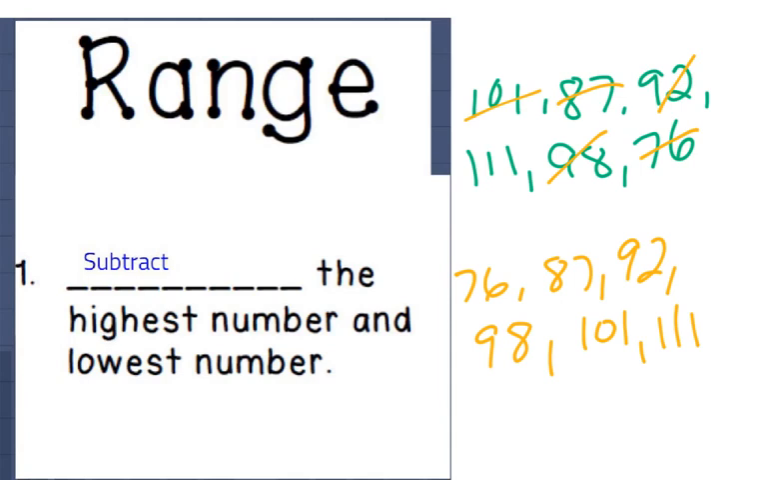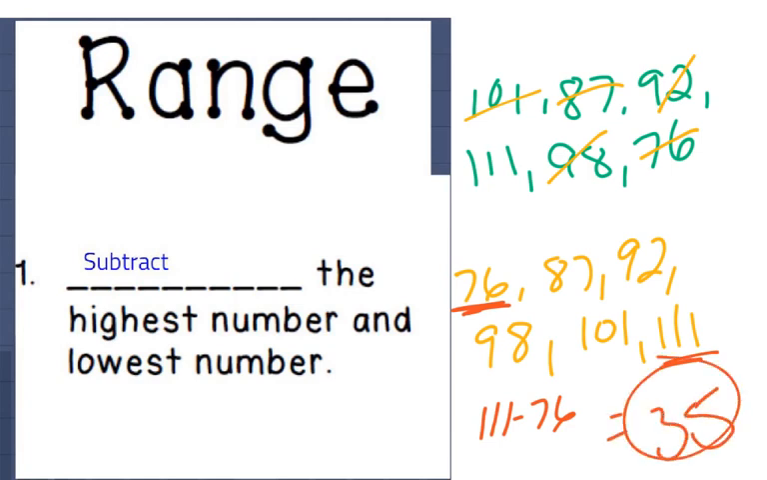I can clearly see that 76 is my smallest number. 111 is my largest, so I'm going to take 111, and I'm going to subtract 76 from it, and that will give me my range. And my range would be 35. Okay?